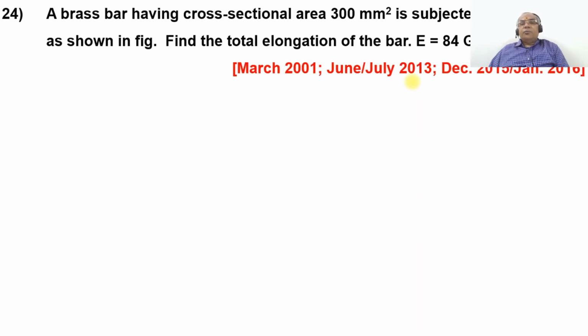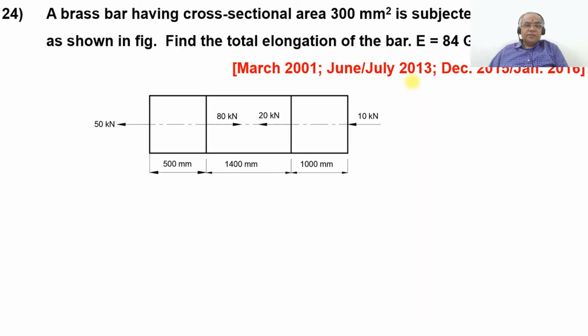Now we are going to take up one more problem, the problem number 24. A brass bar having a cross-sectional area of 300 mm square is subjected to axial forces, as shown in the figure. So this is the bar having a uniform cross-sectional area of 300 mm square, as shown in the figure. Find the total elongation of the bar, where E equals 84 GPa.